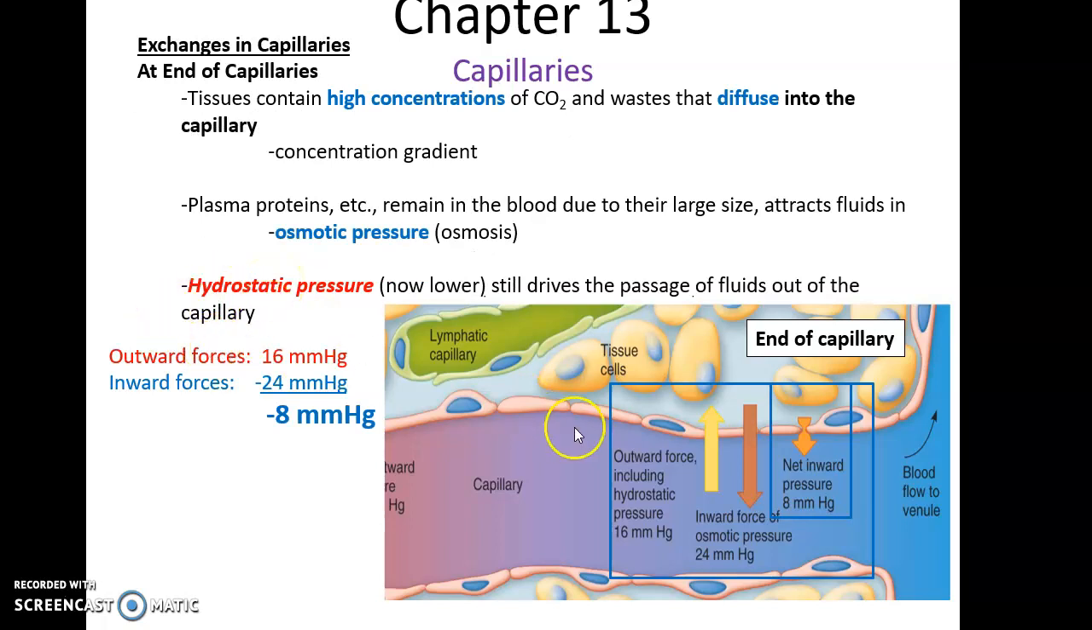And the outward force, the hydrostatic pressure, is much lower because fluids have left the blood capillaries. So hydrostatic pressure is now lower. And as you can see, it is now low enough that we have a greater push to have materials return to the capillaries. So at the ends of the capillaries, materials, including wastes, are returning to the bloodstream.